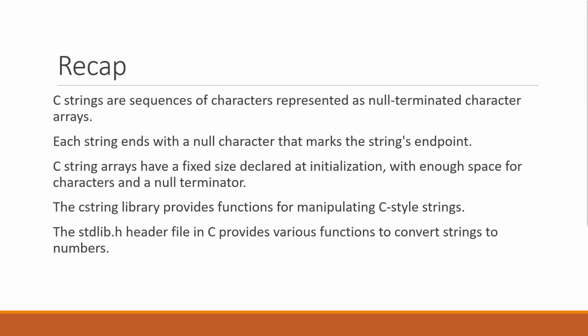As a recap, C-strings are sequences of characters represented as null-terminated character arrays. Each string ends with a null character, \0, that marks the string's endpoint. C-string arrays have a fixed size declared at initialization, with enough space for characters and a null terminator. The string library provides functions for manipulating C-style strings. The stdlib.h header file in C provides various functions to convert strings to numbers.